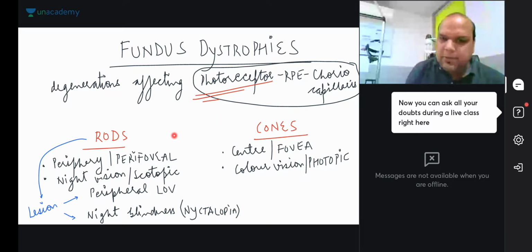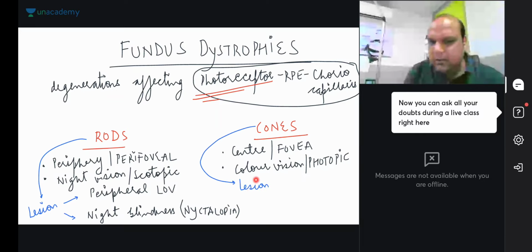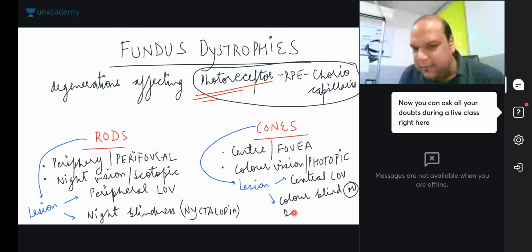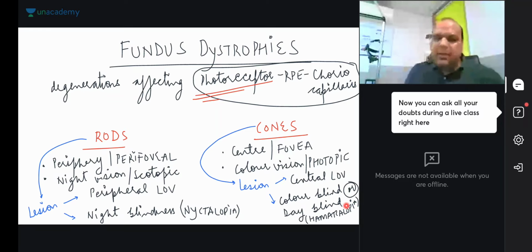Now, if it was a cone lesion, then it would have caused what? Let's see. Because they're present in the center, there would have been central loss of vision. And because they give us color vision, I would have become color blind or day blind. And day blindness is known as hemeralopia. Sorry for running out of space, but I hope you understand it.